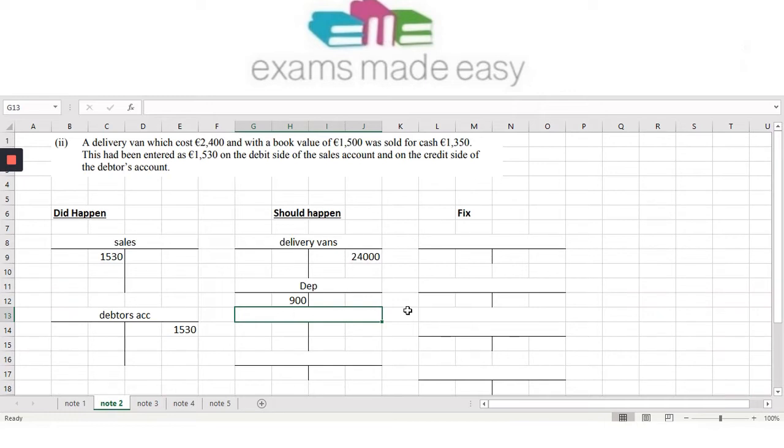We sold it for cash. So cash of 1,350. Now, that doesn't balance. So how do we get it to balance? If we think about it logically, the van had a book value of 1,500 and we sold it for 1,350. So you should be able to work out, wait a minute, it was worth 1,500, we sold it for 1,350. We have made a loss there of 150. We've lost money on it.